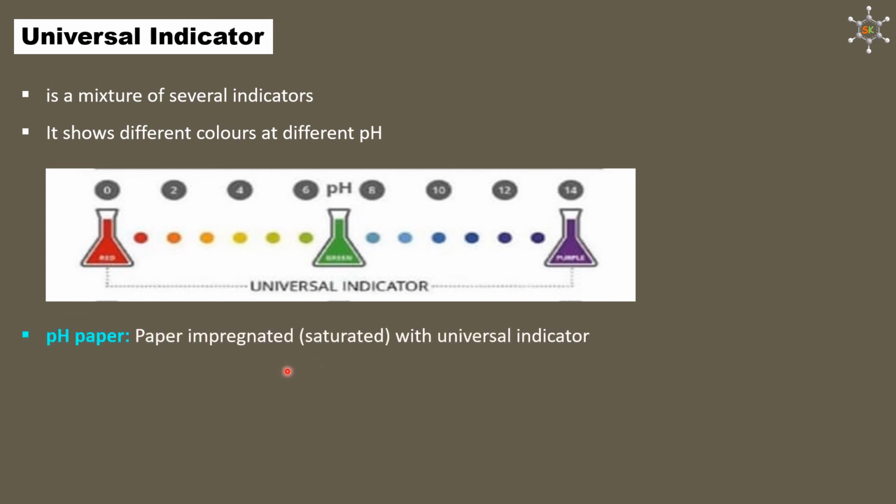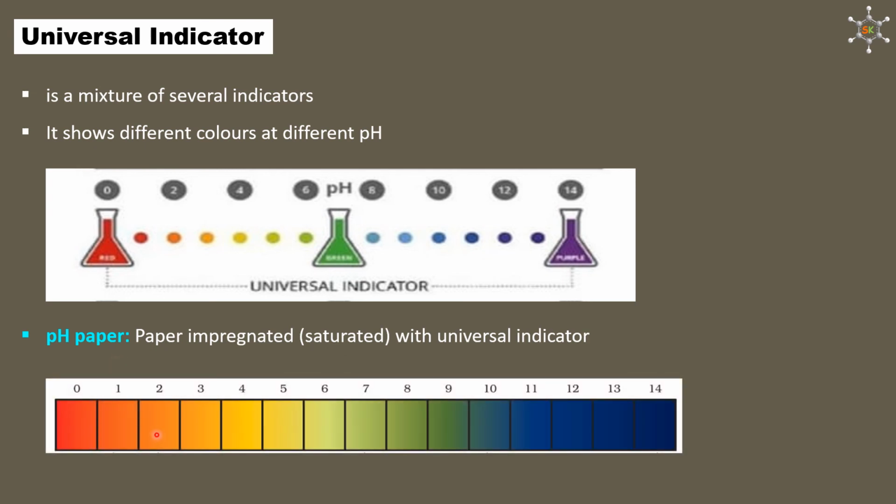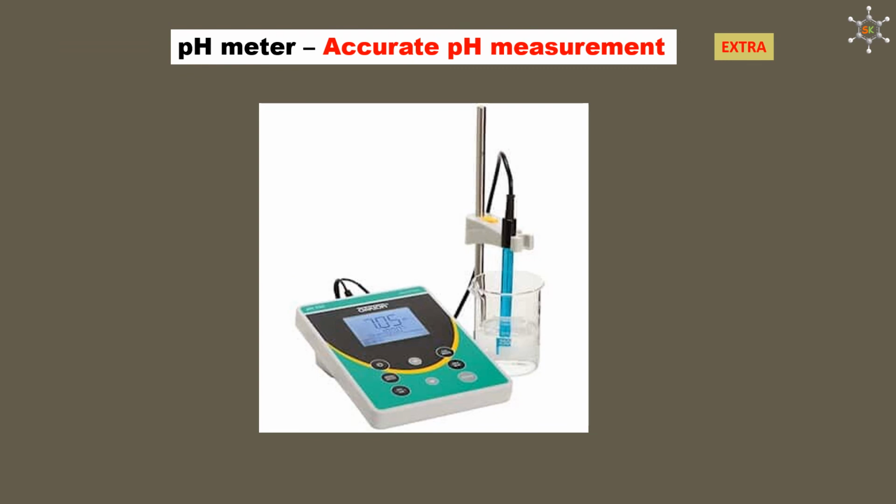When paper is impregnated or saturated with universal indicator, we get pH paper. These are the different colors pH paper takes at different pH. Through pH paper, one can get the approximate pH of a solution. If one is interested in getting the accurate pH measurement of a solution, then one should go for a pH meter. A rough picture of a pH meter is this.